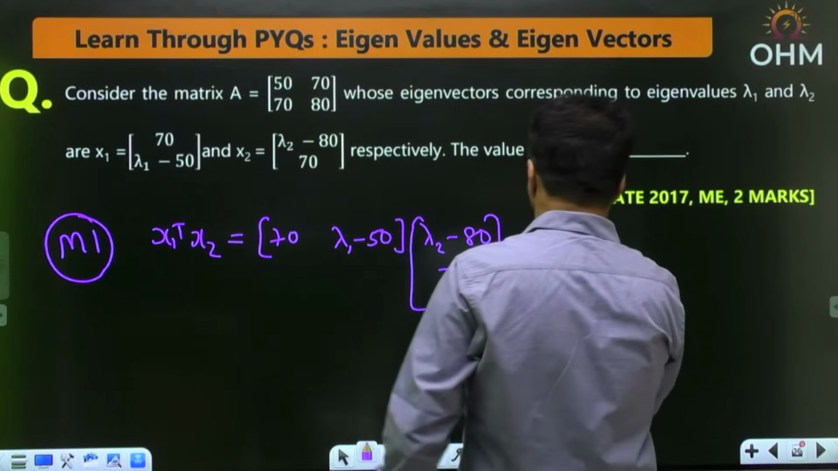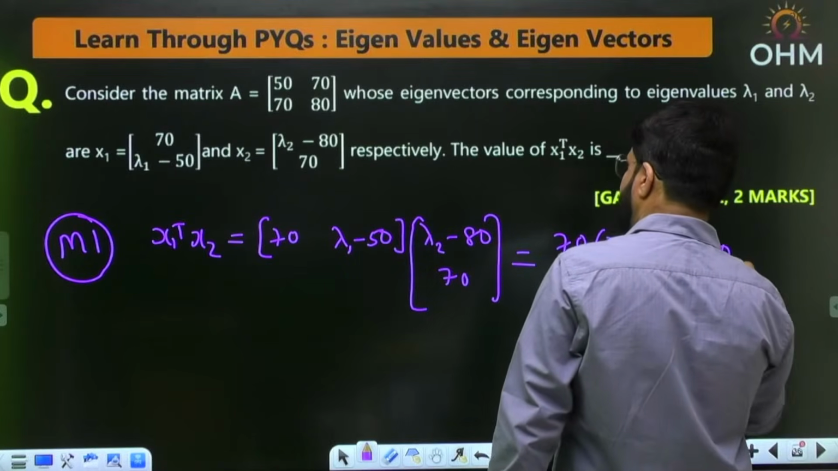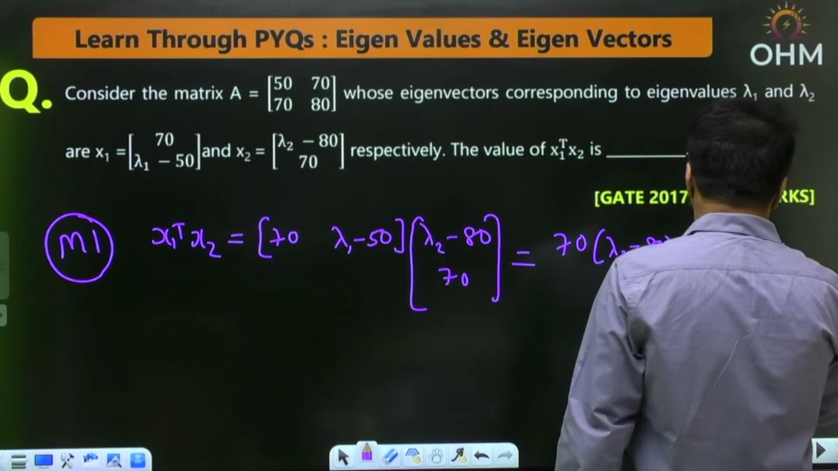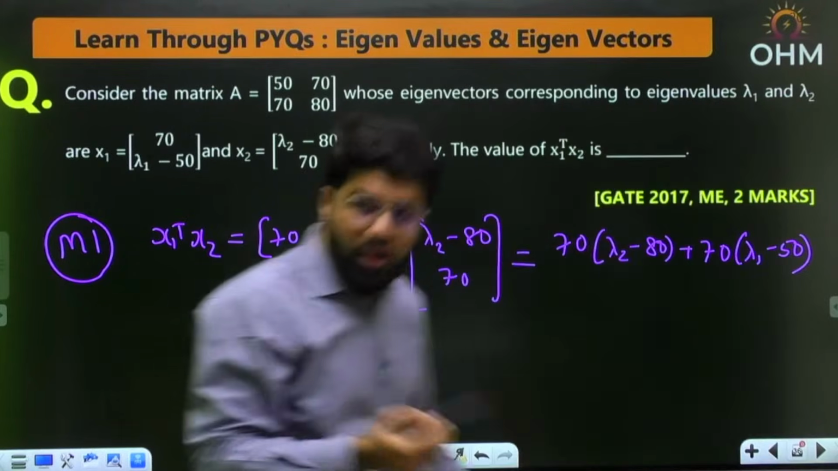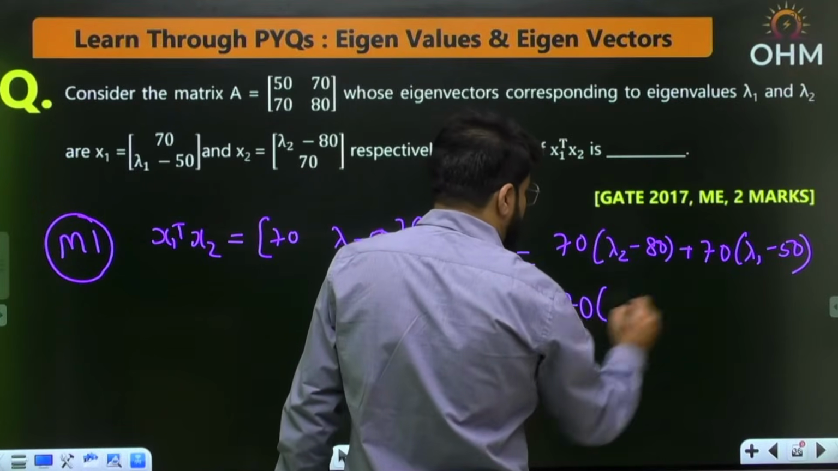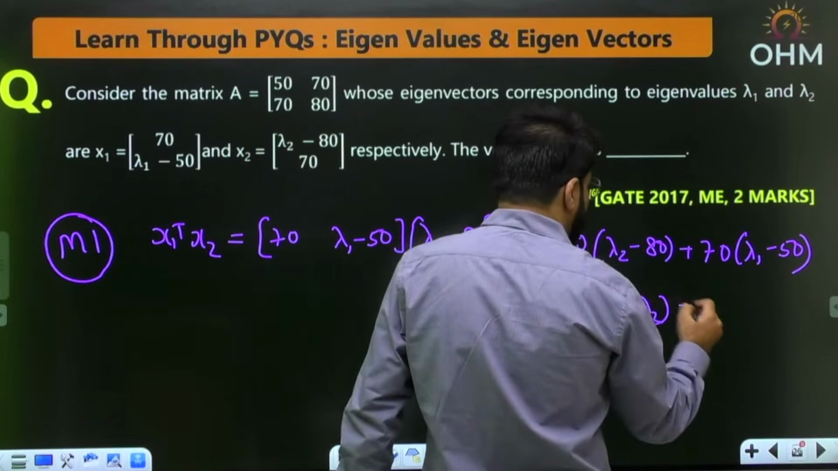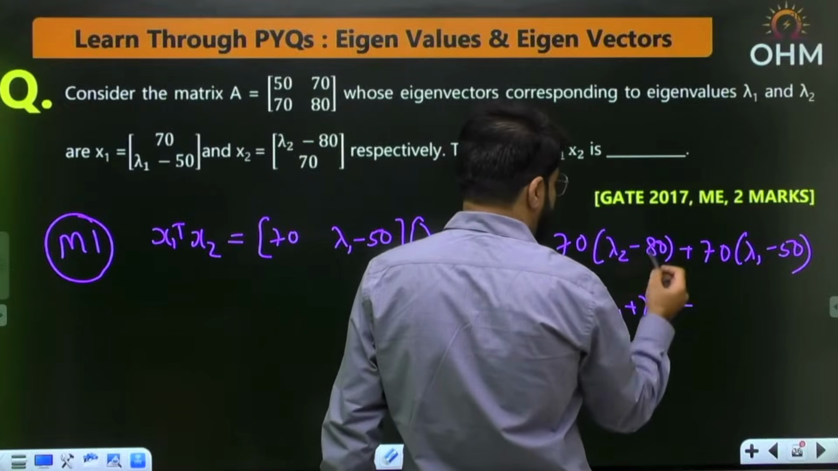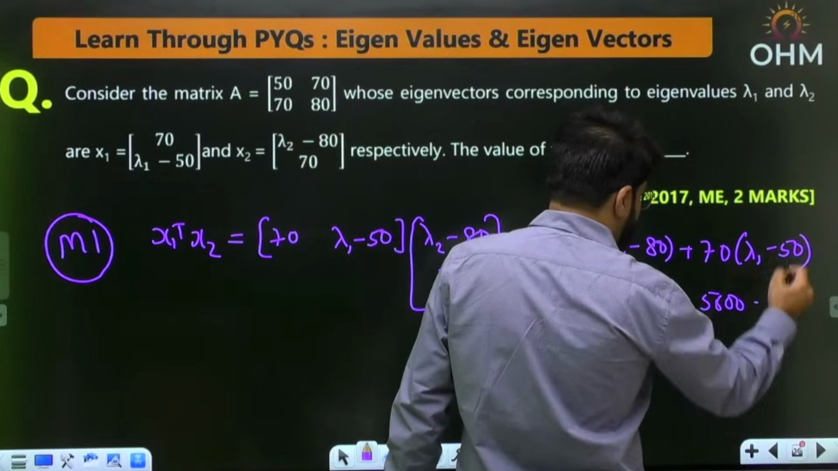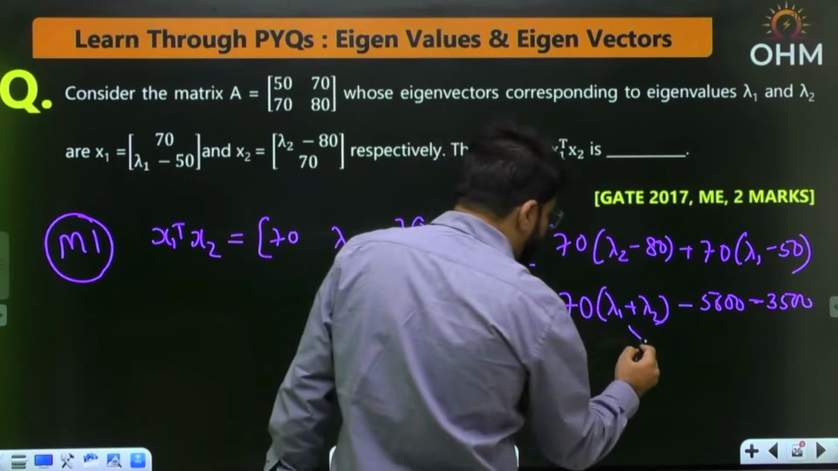So what is the first one? 70 into lambda 2 minus 80, plus 70 multiplying the second element, lambda 1 minus 50. But what is lambda 1, lambda 2? Not given, and not required also. This is 70 into lambda 1 plus lambda 2, 70 can be taken common. Then 70 into 80 is 5600, 70 into 50 is 3500.